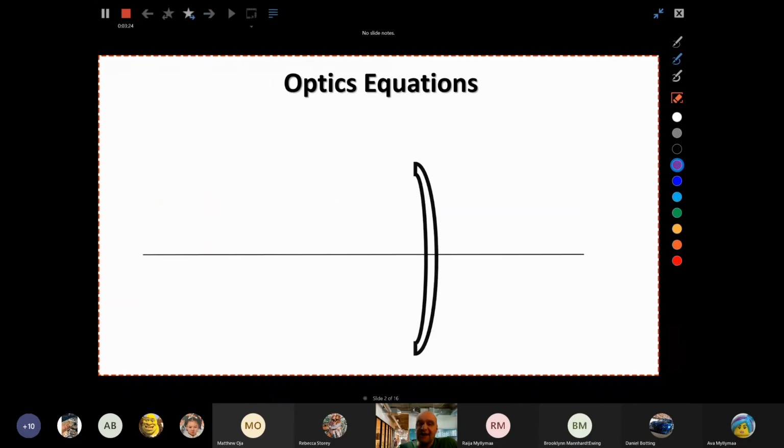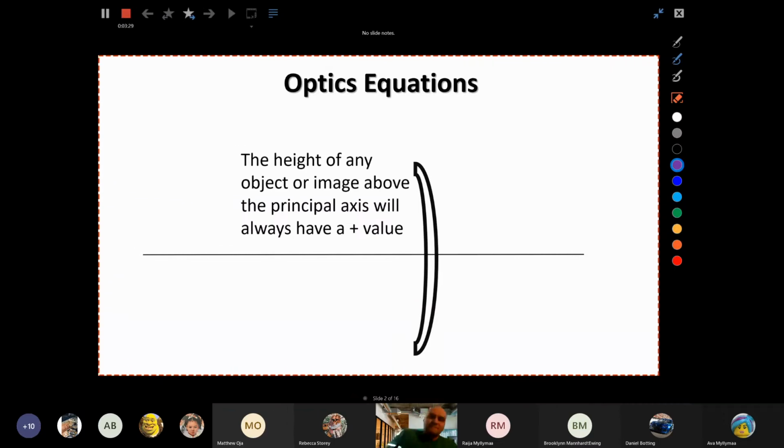Okay, so draw me another axis like that. You can write this down. The height of any object or image above the principal axis will always have a positive value. So if you've got an object here and you measured it, it would be a plus number. If you had an image here and you measured it, it would be a plus number. We can't have an object on this side, but we could have an image here, right? So anytime we have any of those, we get positive numbers.